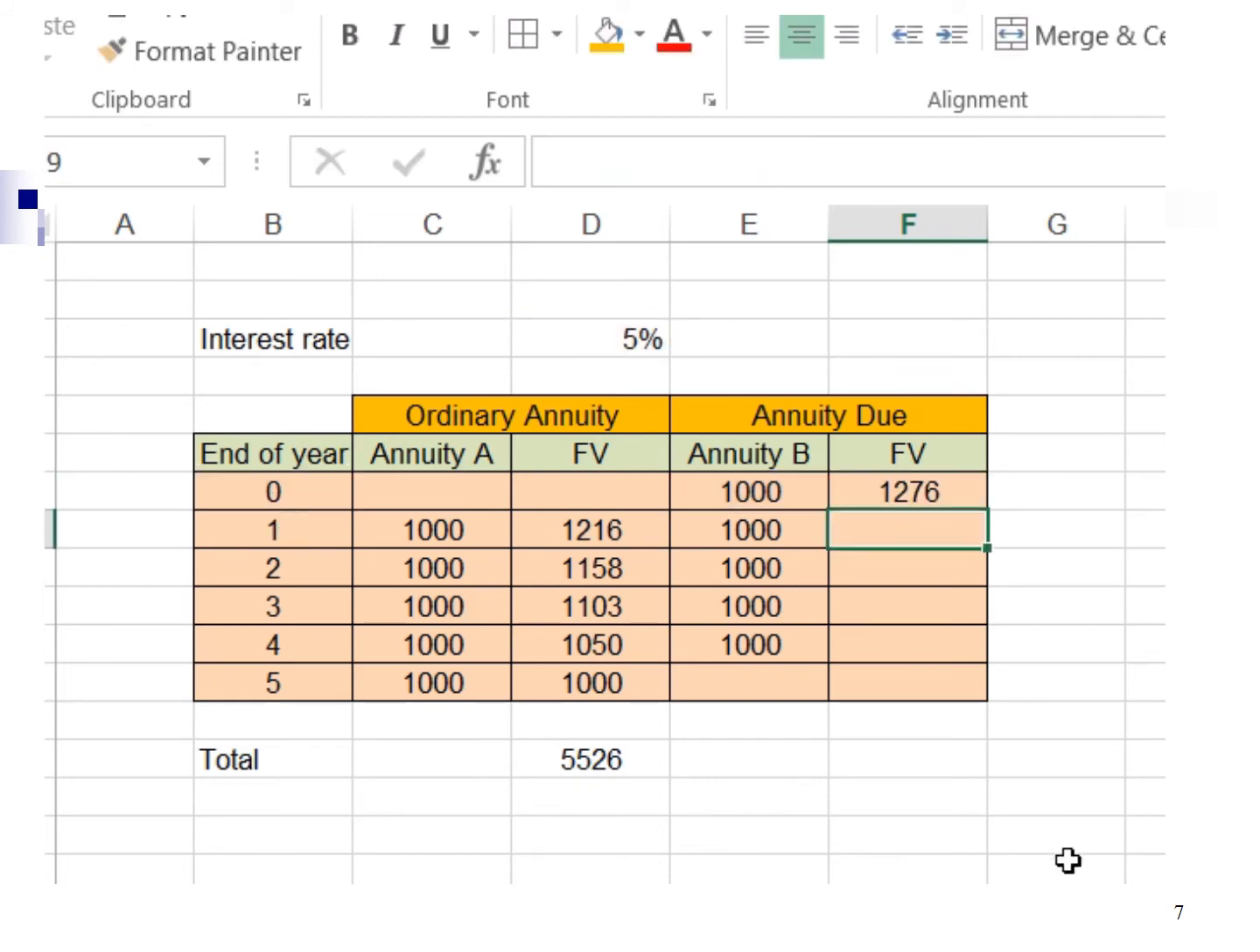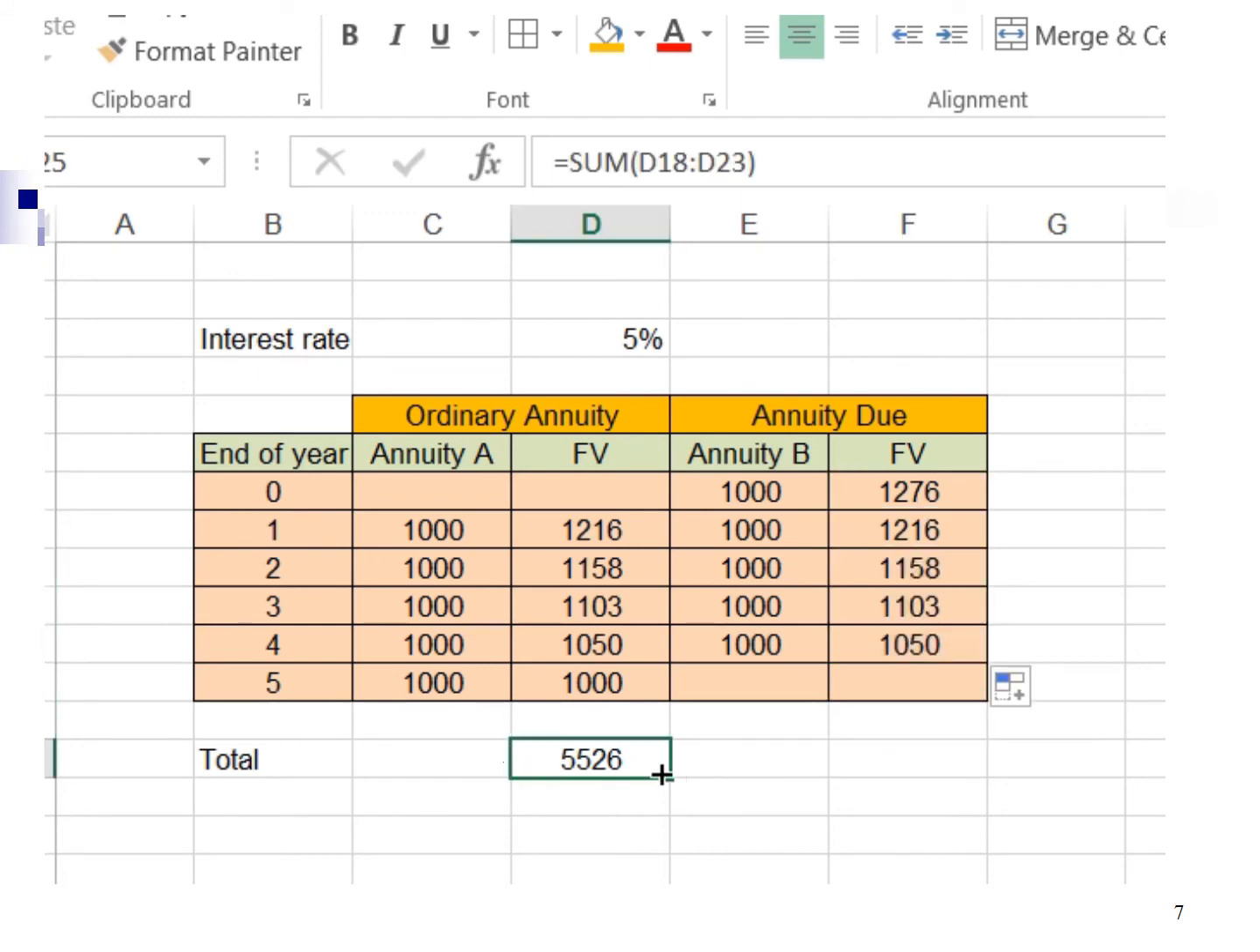Close bracket, that is the answer. Then I drag all the way down. I can also drag this across. Alright, and this is the answer for annuity due.